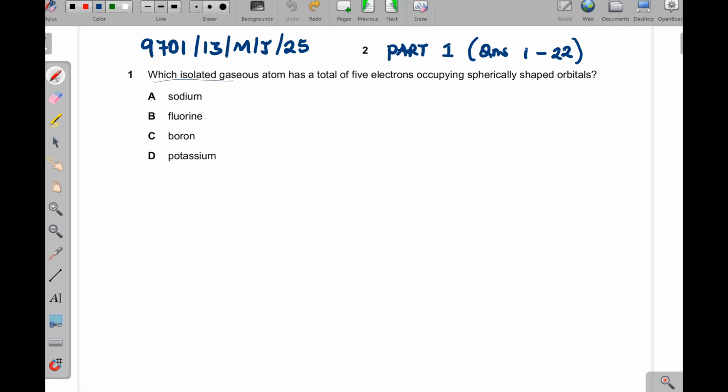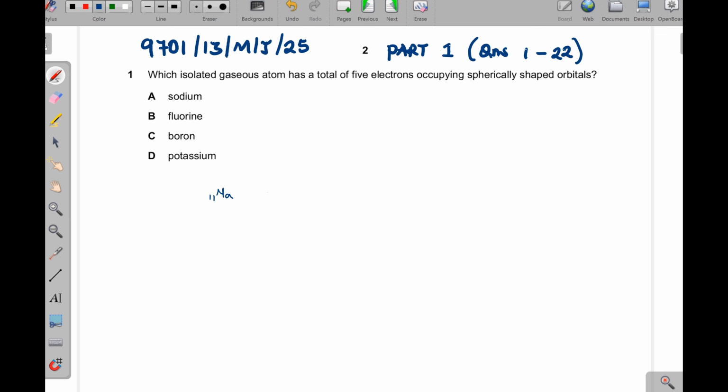Question 1. Which isolated gaseous atom has a total of 5 electrons occupying the spherically shaped orbitals? The orbital that is spherically shaped is the s orbital. So let's look at sodium. Sodium is in position 11.